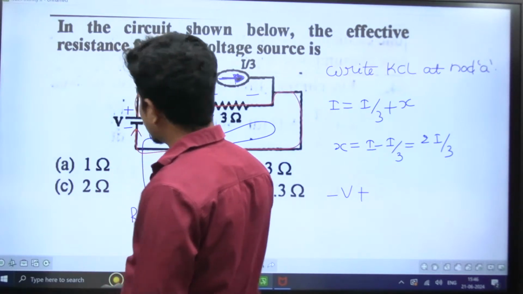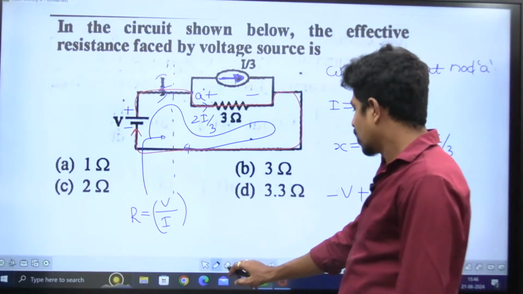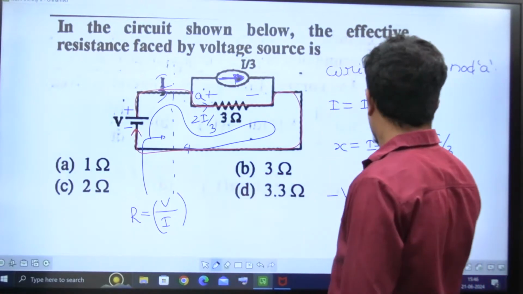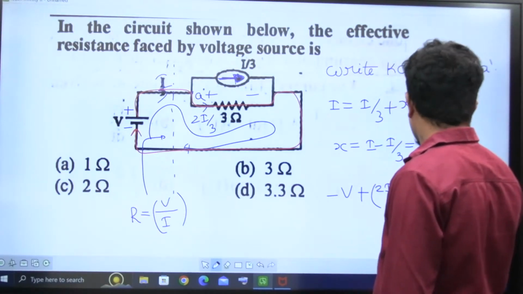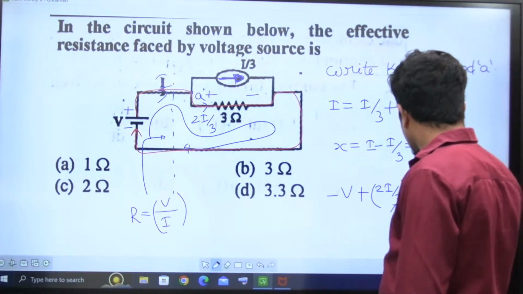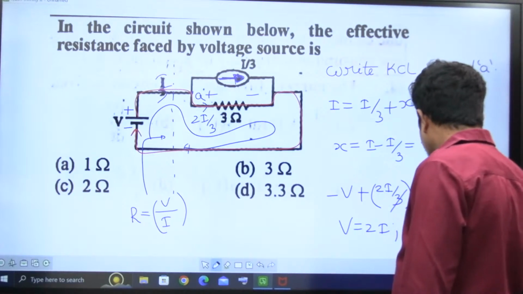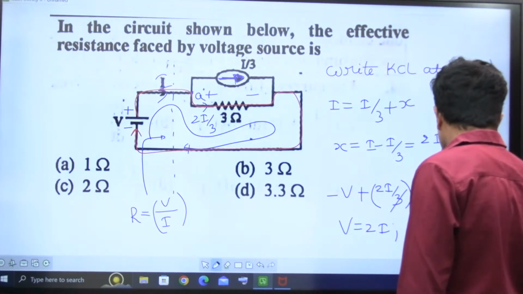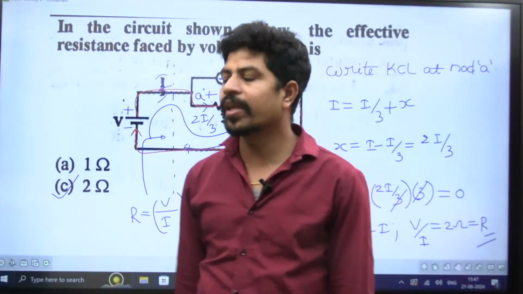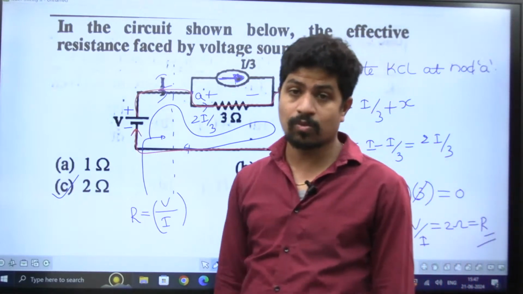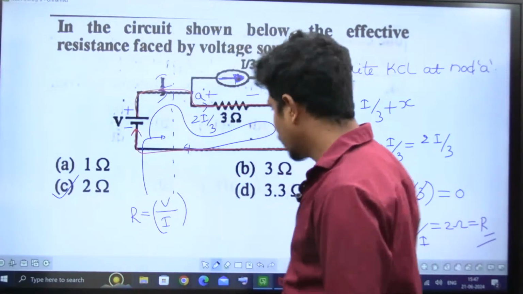What KVL says: the sum of all the voltages in a closed path must be equal to 0. Minus V, plus the current 2I by 3 into the resistance 3, is equal to 0. The 3 cancels, so V is equal to 2I. So V by I is equal to 2 ohms. That is nothing but the effective resistance. The option is C. Very good, Palash. I didn't expect mechanical students to answer this question, but it was first answered by Palash only.